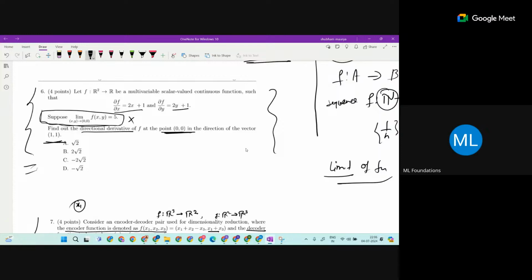Because we have the partial derivatives given, the gradient of the function at (0, 0) is going to be (1, 1). And the vector we have to change into a unit vector, which is done by dividing by root 2. Now we have to take the dot product. This is 1 over root 2 times 1 plus 1, which is 2 upon root 2, which is root 2. So there is no use of this 5. Yes.